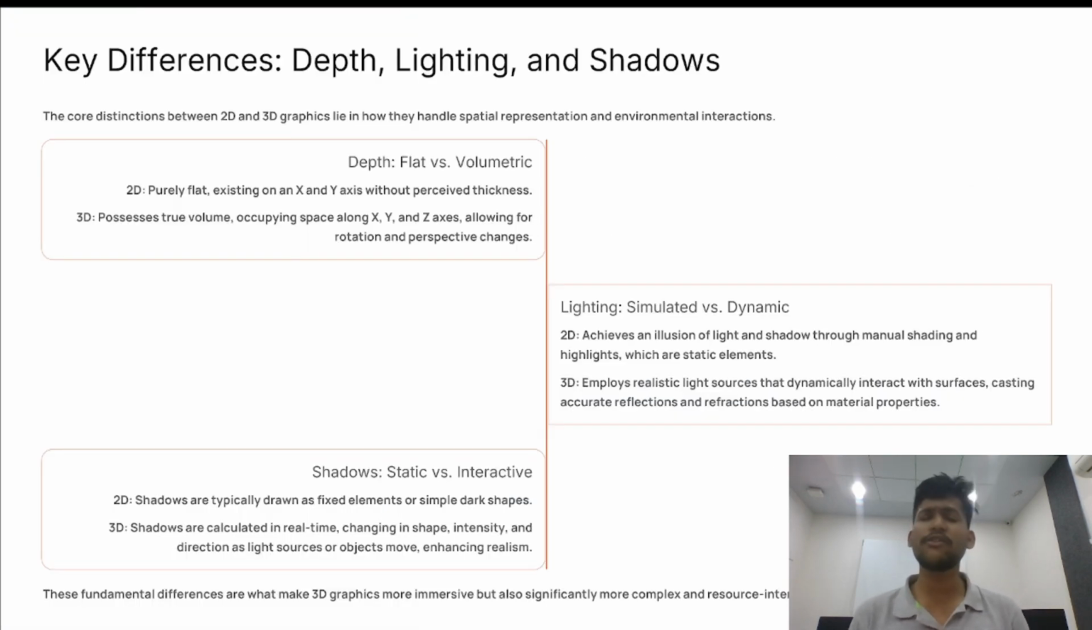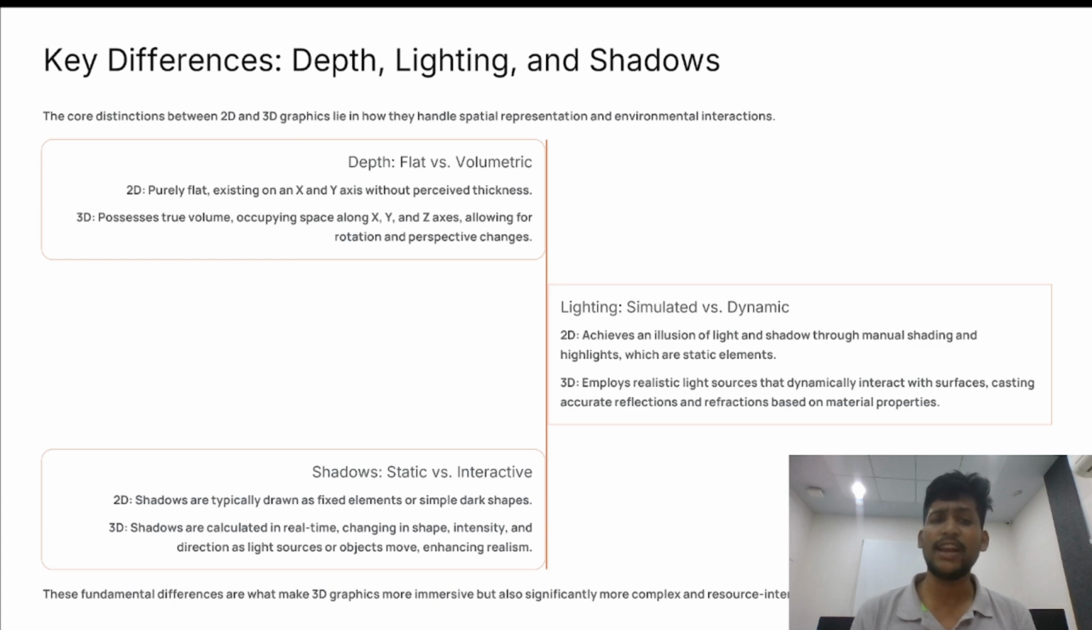So let's understand key differences between 2D and 3D graphics. So key differences include depth, lighting, and shadow. The core distinction between 2D and 3D graphics lies in how they handle spatial representation and environmental interaction. So depth, flat versus volumetric.